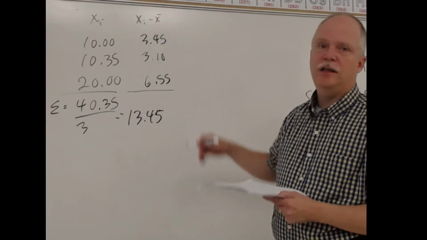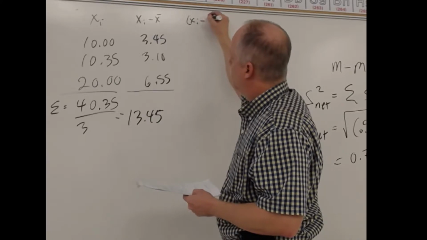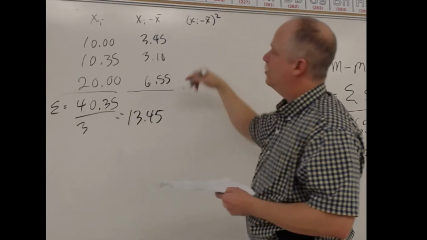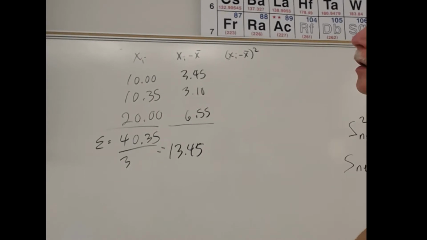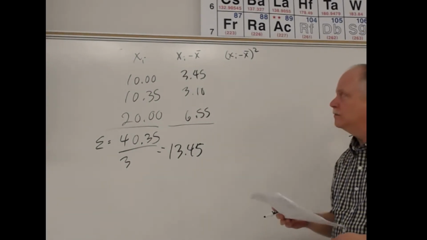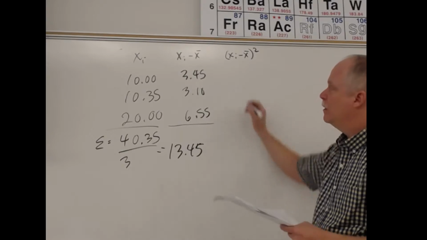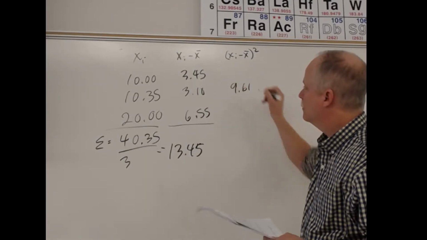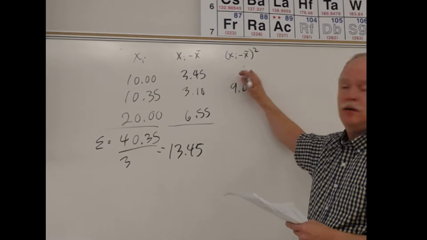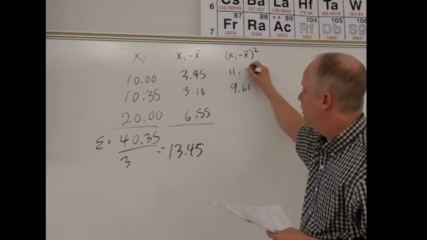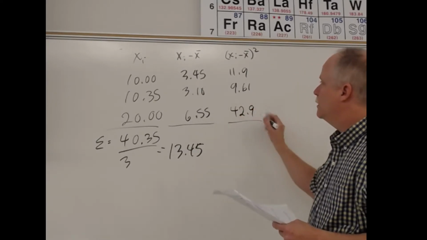Can you check my math on that? I'm taking the differences. These are deviations from the mean. And now I'm going to square all of those. I need your help on that one. Second one is 9.61. 11.9 for the first one. And then the last one? 42.9. Okay. So those are my squared deviations.